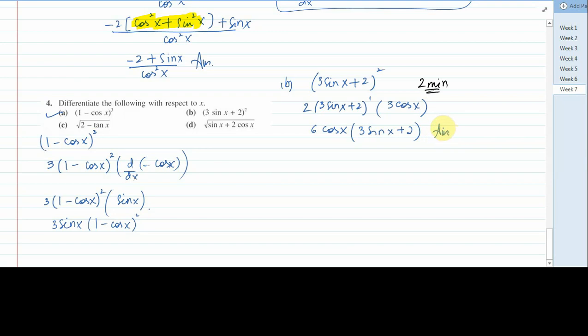Alright, after that part C, which says under root 2 minus 10x. Alright, we had learned in the previous exercise that under root sign means that the power is 1 upon 2. Alright, so you have a time of 60 seconds to start, and then I will explain. So start.